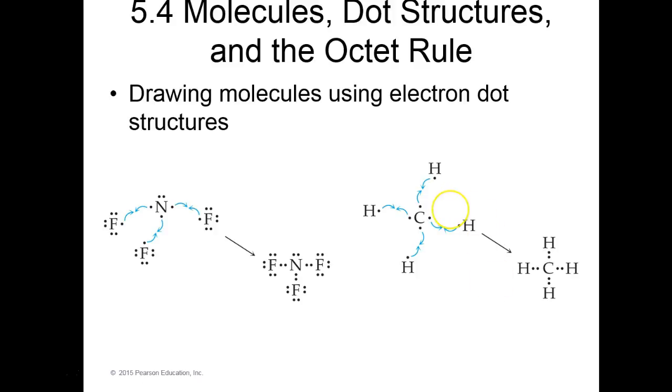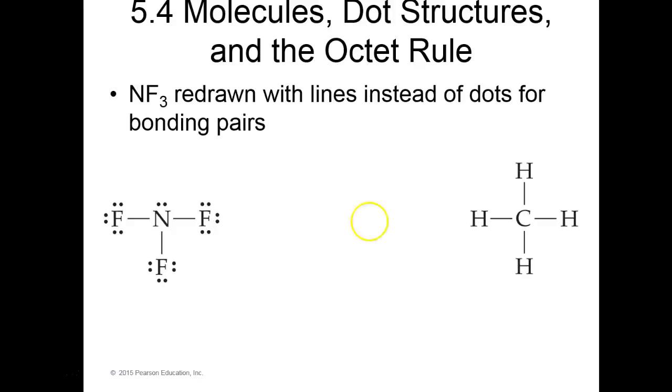Here's how we would draw some more molecules using the electron dot structures. We have these 3 fluorines fit nicely on these 3 open sides of this nitrogen. Here we've got carbon with these 4 hydrogens coming in to create an octet as well. Here's NF3 redrawn with lines instead of dots for bonding pairs. So if you have 2 electrons bound to 2 electrons, you can draw a line.